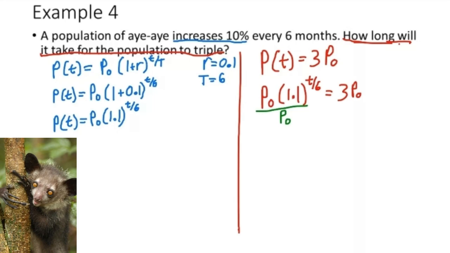And since our initial population cannot be 0, we can divide both sides by P sub 0, and we get 1.1 raised to the t over 6 equals 3. So it turns out, again, we didn't need to know what the initial amount of our substance was. Apply the natural log to both sides, just like we did in previous equations.